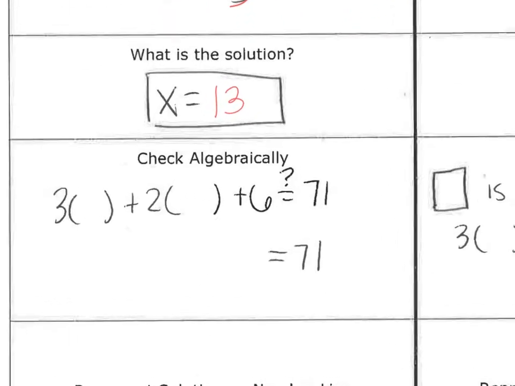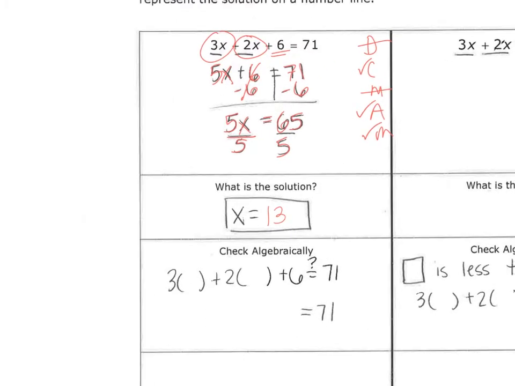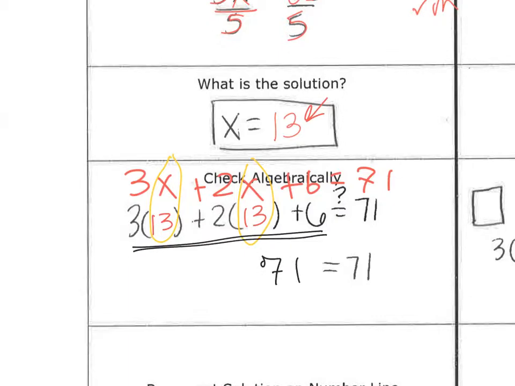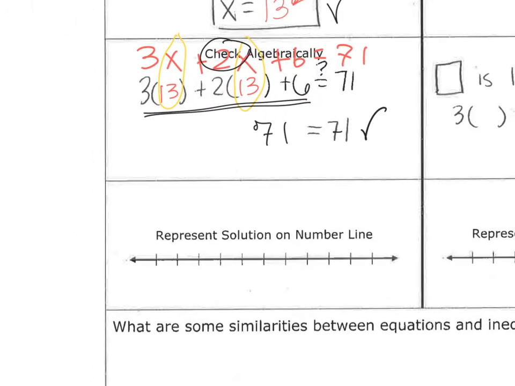If I want to check it algebraically, then I think back on the equation at the top that said 3x plus 2x plus 6 equals 71. So I'm looking back at this equation, and instead of an x, I substitute in 13. So it would be 3 times 13 plus 2 times 13 plus 6 equals 71. Whereas there is an x, I've written a 13 instead. When you plug this in your calculator, you get 71 equals 71. That's a true statement, which means our answer checks, which means we have the correct solution to that equation.